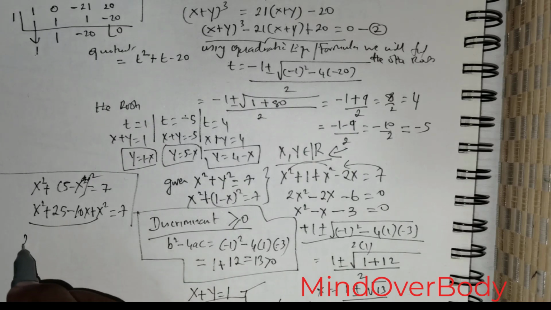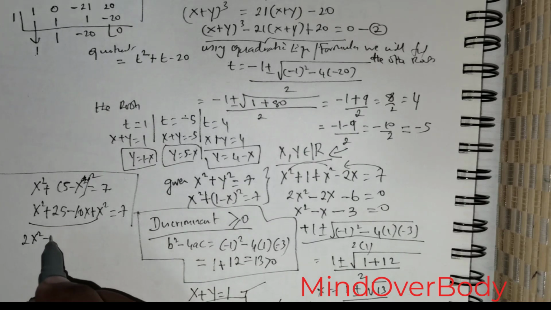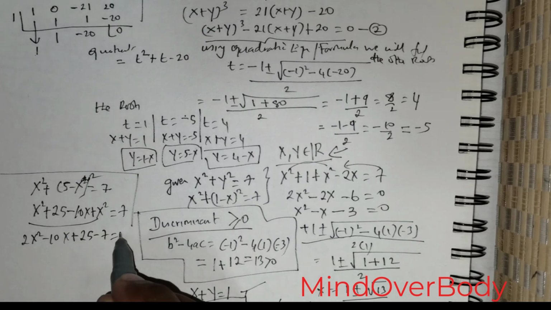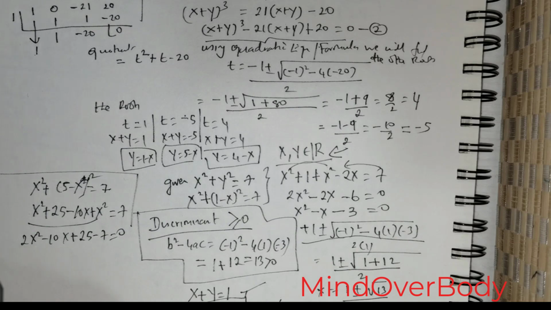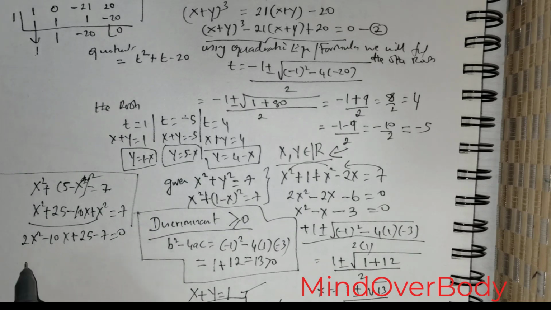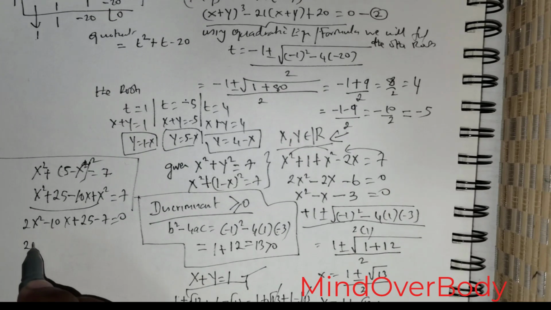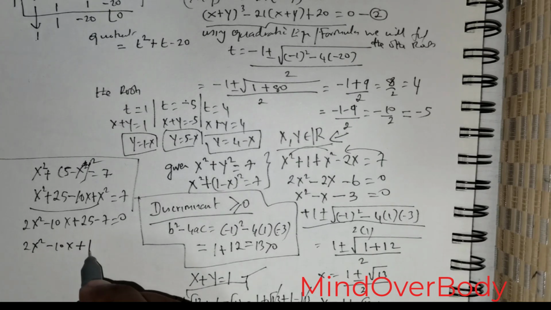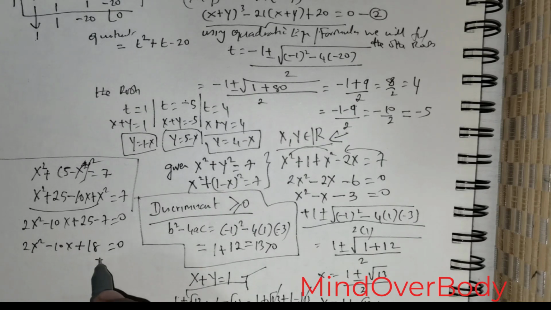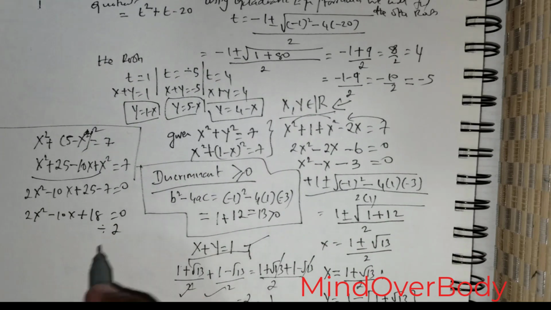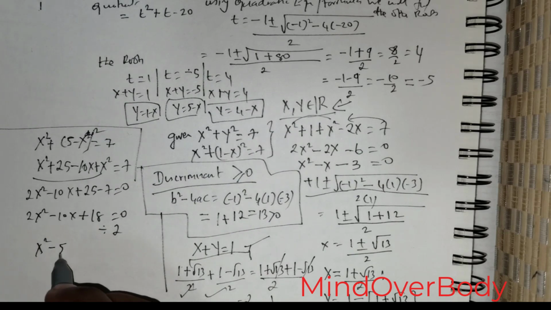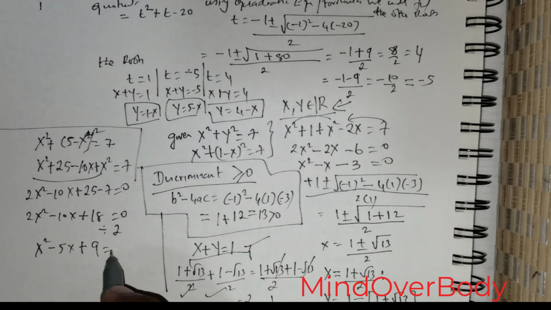I can add these two terms. It's going to be 2 times x squared minus 10x plus 25 minus 7 is equal to 0. So if you add this, it is going to give me positive 18. So this is 2x squared minus 10x, followed by plus 18 is equal to 0. I divide both sides. In fact, I divide throughout by 2. This will give me x squared minus 5x plus 9 is equal to 0.